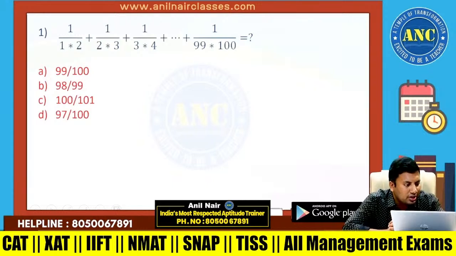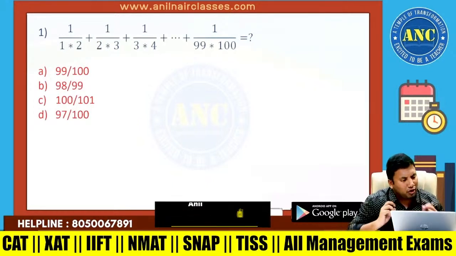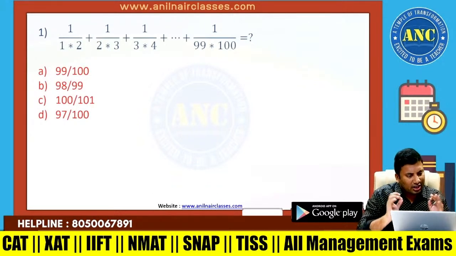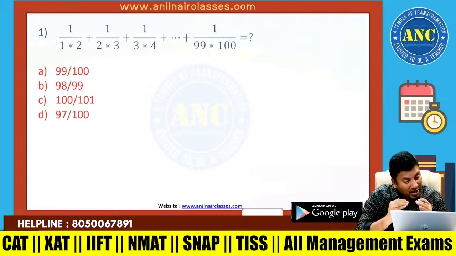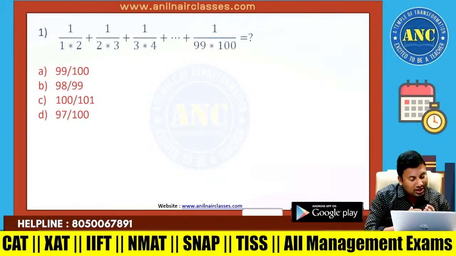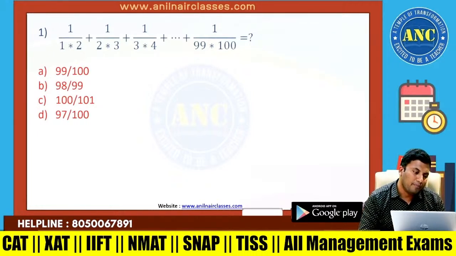Now the first question. Before answering the question, first read the question. When you read the question, there are few conclusions that you can draw while reading a question. Maybe in that conclusion only there is a root cause that is hidden. The question is like this: 1 by 1 into 2 plus 1 by 2 into 3 plus 1 by 3 into 4 and so on up to 1 by 99 into 100.